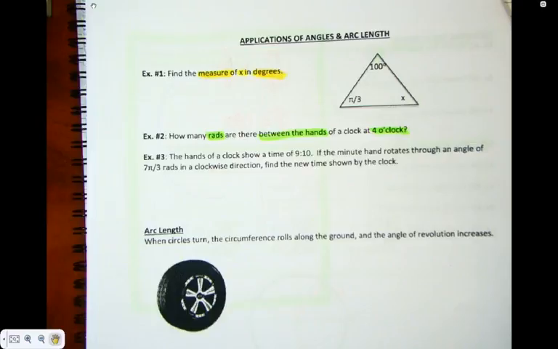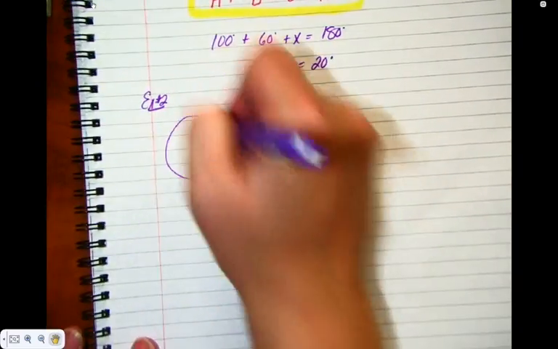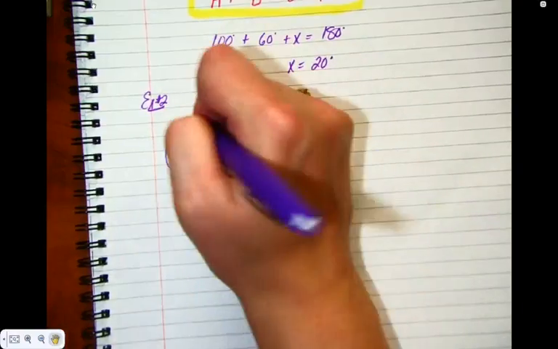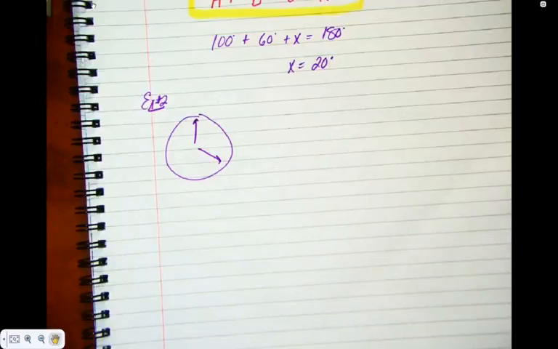I'm going to show you one way to do this question. It's only one way. There are a bajillion more ways to do it. If your brain has a different way, that's a-okay. This is how my brain works. I start with a picture because I'm visual, and I put the hands on my clock. We know one's at the 12 and one's at the 4.